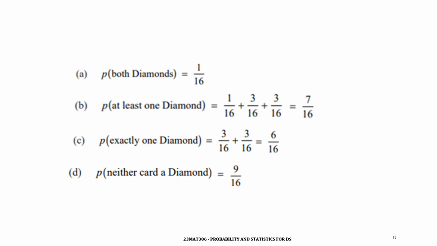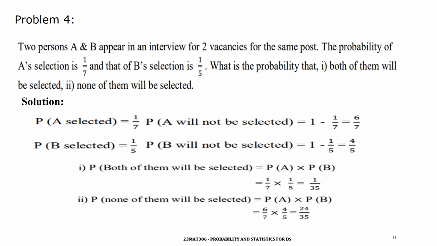So the probability of both diamonds is 1 by 16. The probability of getting at least one diamond is 1 by 16 plus 3 by 16 plus 3 by 16. The probability of exactly one diamond is 3 by 16 plus 3 by 16, which is equal to 6 by 16. The probability of neither card being a diamond is 9 by 16. Apply the correct formula and simplify step by step. The key idea is to understand clearly the relationship between events before applying the formulas.